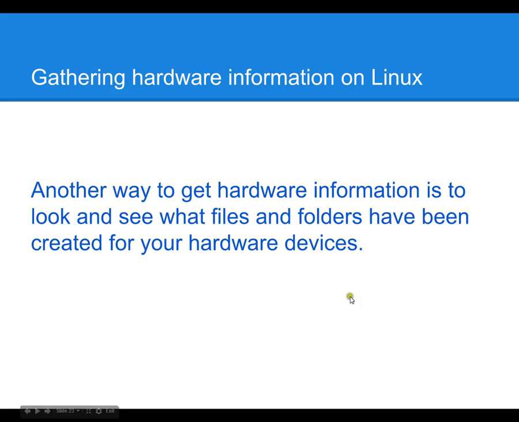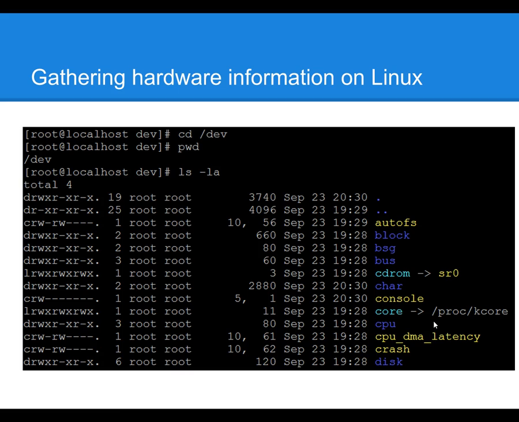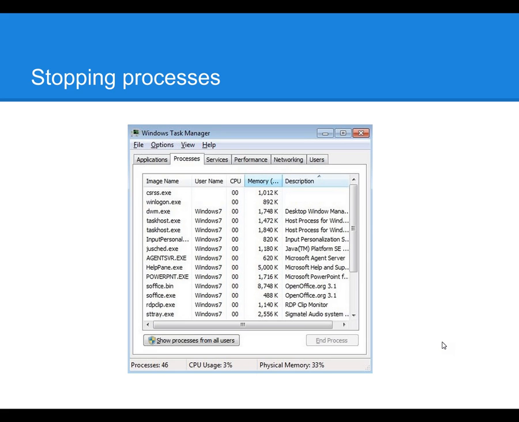Another way to get hardware information is to look at the files and folders that are currently on your system. These hardware files would be under the dev directory for devices, and I've actually switched to that directory, and I can see bus information, CD-ROM information, console, CPU. You can expect to find drivers, block, and character devices in these directories.